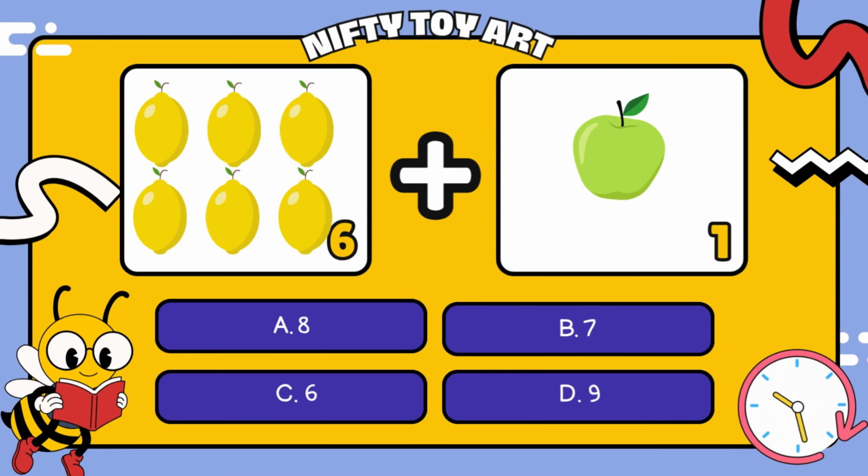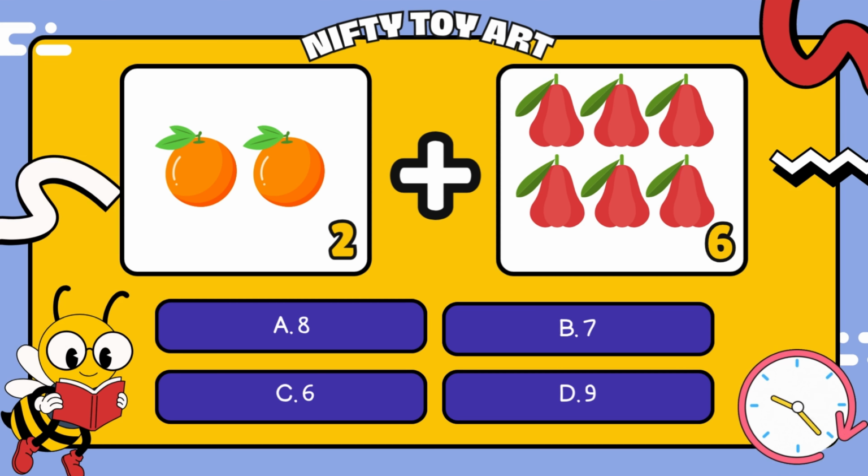I have 6 lemon plus 1 apple. How many fruits do I have? That's right, 7 fruits. I have 2 orange plus 6 guava. How many fruits do I have? That's right, 8 fruits.